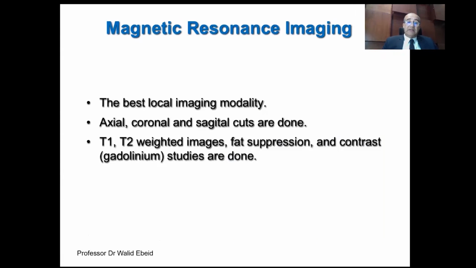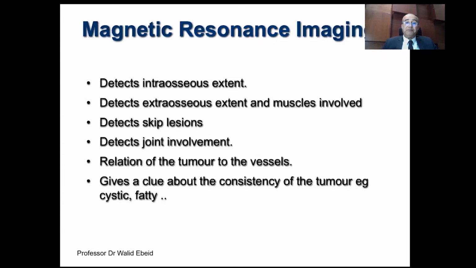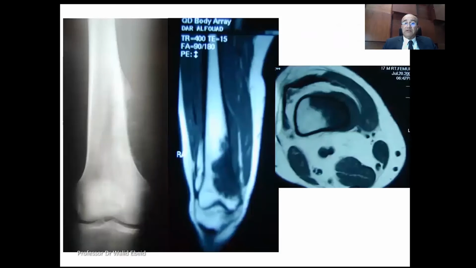MRI is the most important local imaging modality. It helps us to assess the geography of the tumor, the local extent of the tumor, and we order an MRI with contrast. The aim of the MRI is to detect the intraosseous extent and the extraosseous extent, to detect skip lesions, to detect joint involvement, the relationship of the vessels to the tumor, and it gives a clue about the consistency of the tumor.